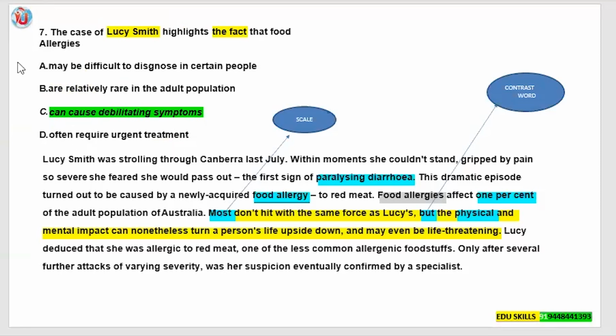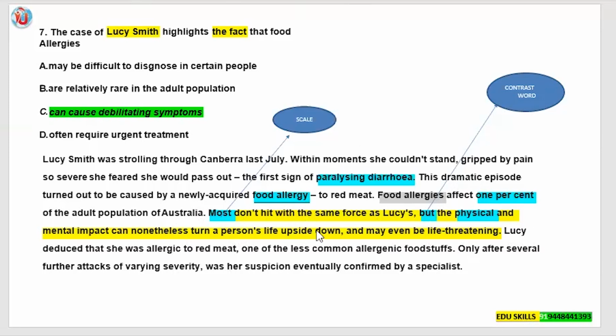So നമ്മൾ എപ്പോഴും റീഡിങ് ചെയ്യുമ്പോൾ we have to look for the strategies. നമ്മളുടെ മെന്റർ പറഞ്ഞ മാതിരിയുള്ള strategies എപ്പോഴും we have to concentrate read ചെയ്യുമ്പോൾ. So the strategies in the text of question number 7: there is a scale, most. Okay, പിന്നെ ഒരു contrast word ഉണ്ട്, but. Okay, and ഈ ആൻസറിന്റെ സെന്റൻസ് ആണ് ഇവിടെ ഹൈലൈറ്റ് ചെയ്തിരിക്കുന്നത്.